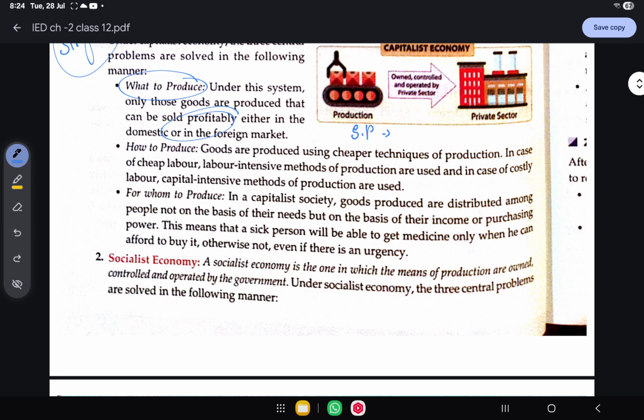Similarly, if very few people are buying DVD players or CDs, the company will stop producing them. That's simple. Okay. And the second thing is how to produce. How to produce means now the producer will choose the most cost-effective method for production.